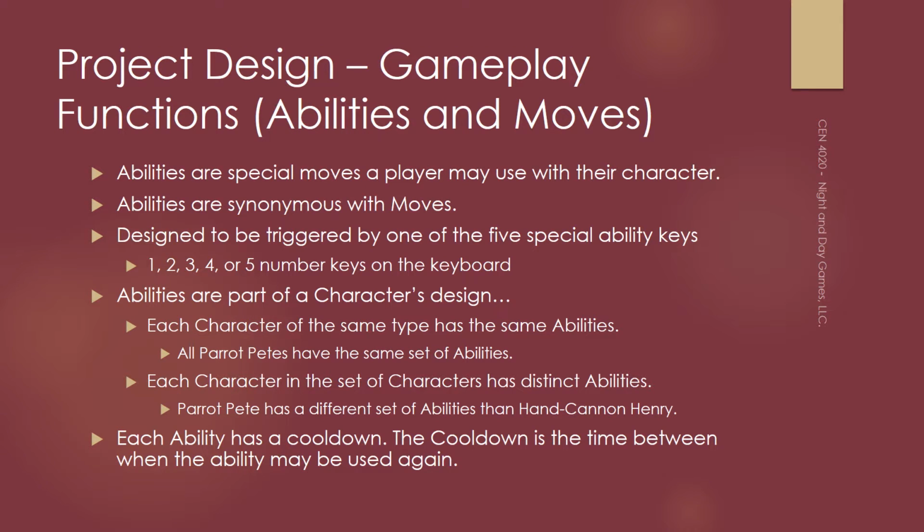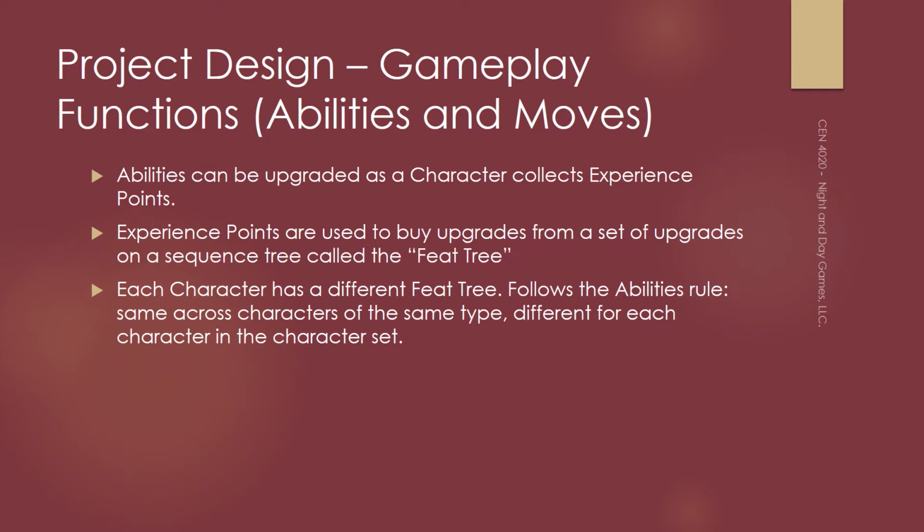Each character has special abilities. Abilities are special moves that a player may use with their character. They're designed to be triggered by one of the 5 special ability keys. The abilities are part of a character design, and each character has the same type of abilities, but each character has distinct abilities. The abilities have a cooldown, and the cooldown is the time between when the ability may be used again. Abilities can be upgraded as a character collects experience points.